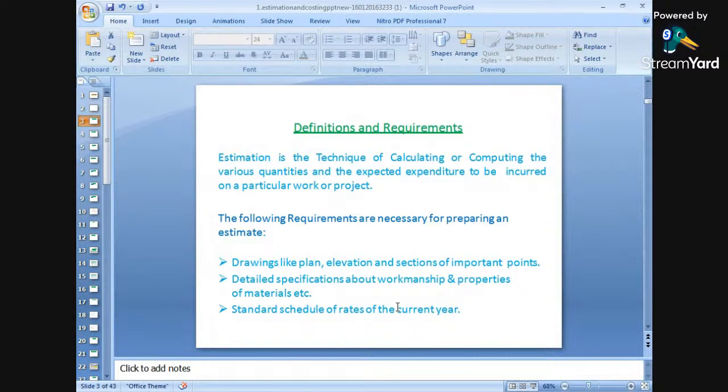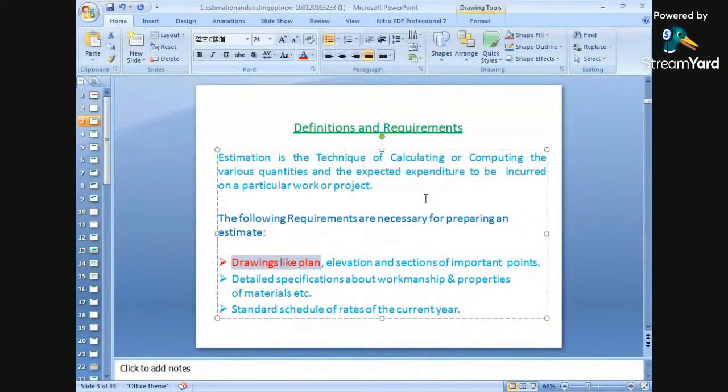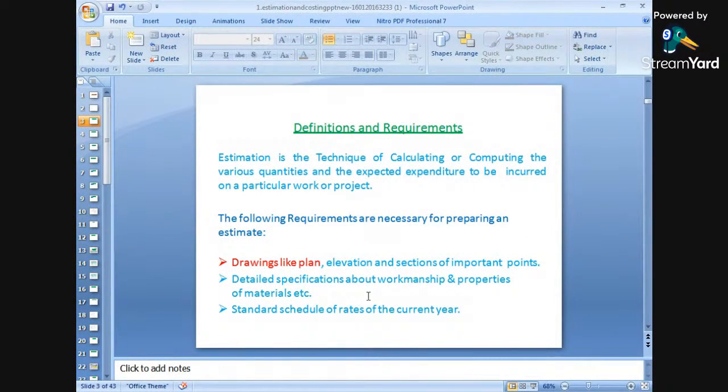Okay, what are the requirements for these estimations? The following requirements are necessary for preparing an estimation. Number one, the most important, is the drawings and plans. The estimation is prepared with the help of the drawings and plans, because depending upon the drawings, the sections and the elevations, we can find out the various items which are required in a particular project.